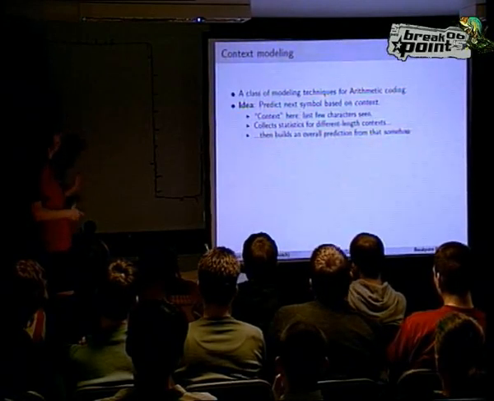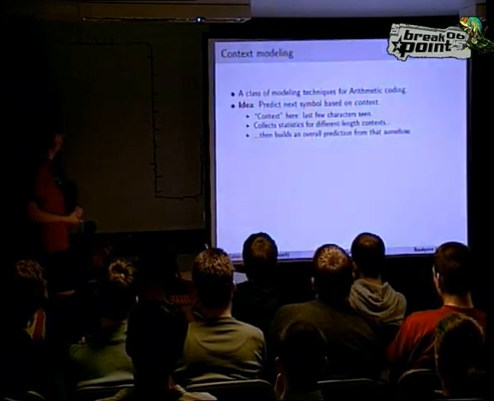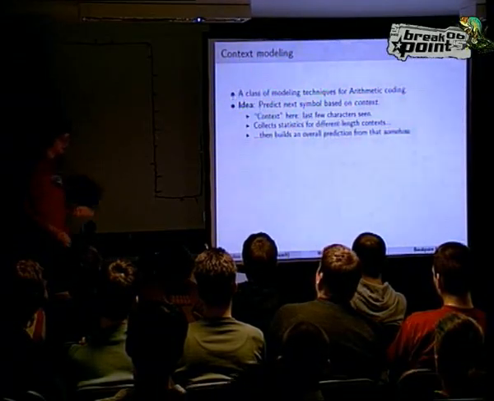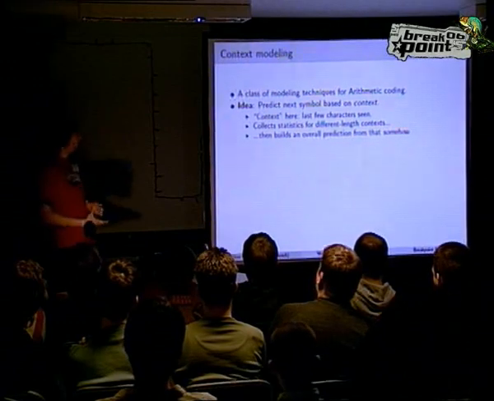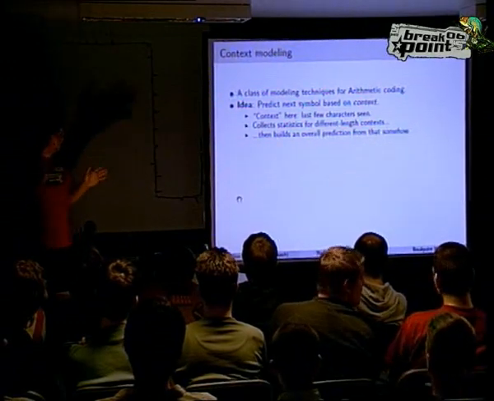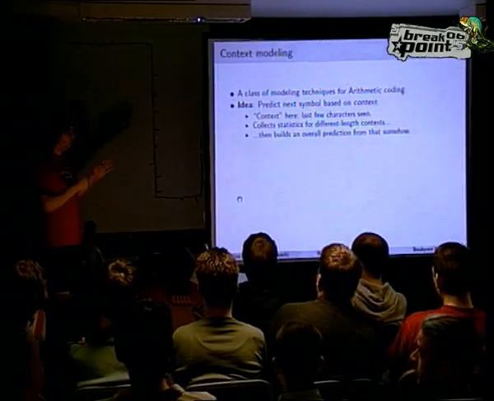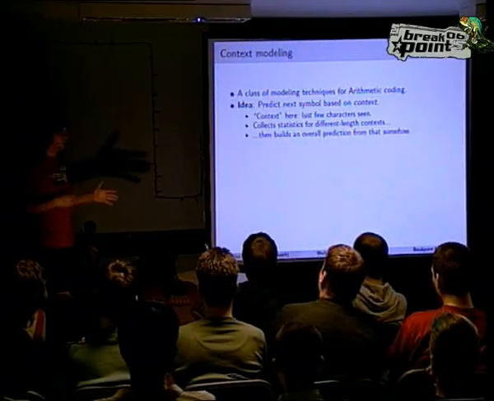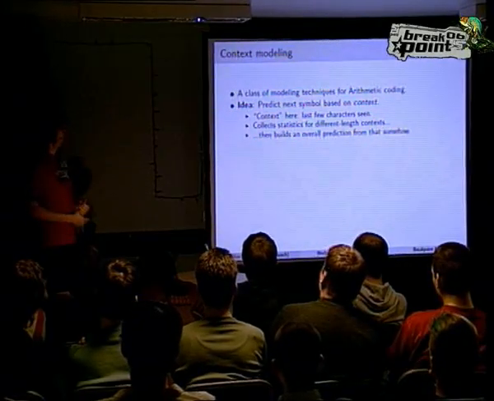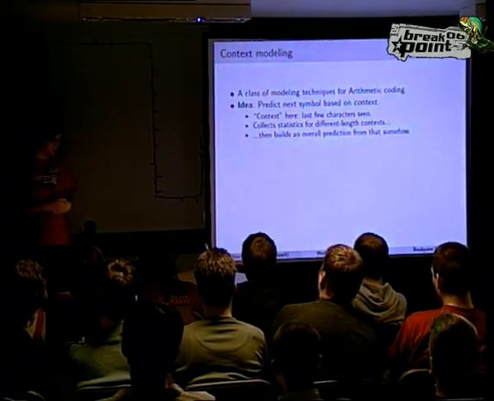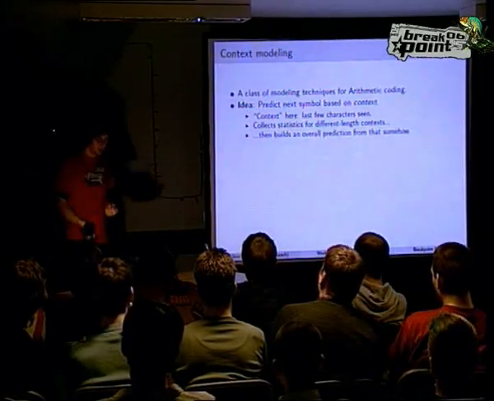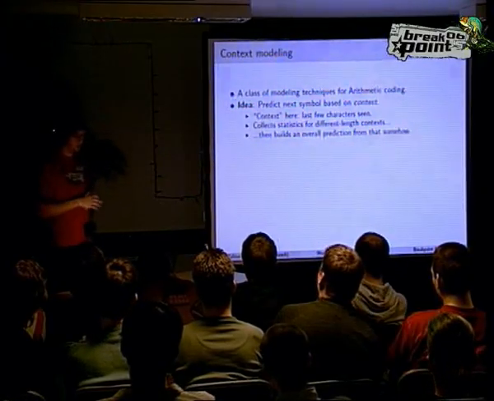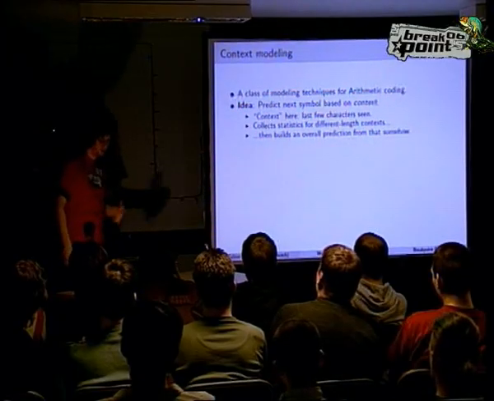And the other part of this section is so-called context modeling techniques, which is a class of modeling techniques for arithmetic coding. As I told you at the end of part 1, in arithmetic coding, you don't need actual value counts. You just need probabilities. How likely is the next character going to be an A and B, whatever. And what you do is you predict the next symbol based on context. Context in this case means the last few characters you've read and the last few characters you have encoded, like last 2 or last 3.